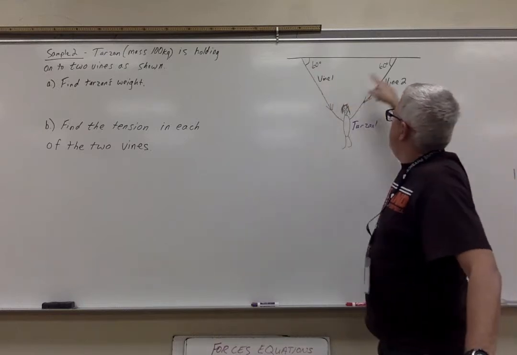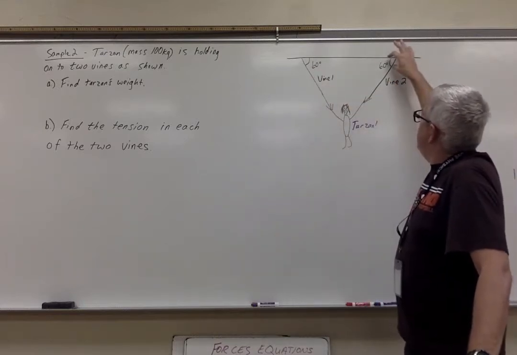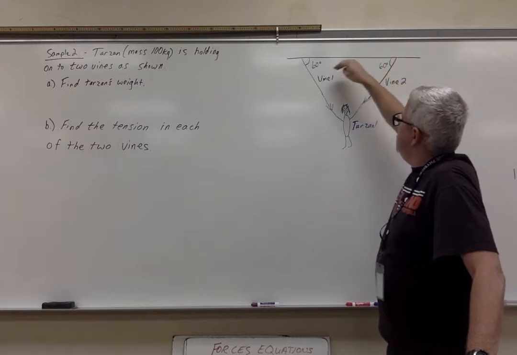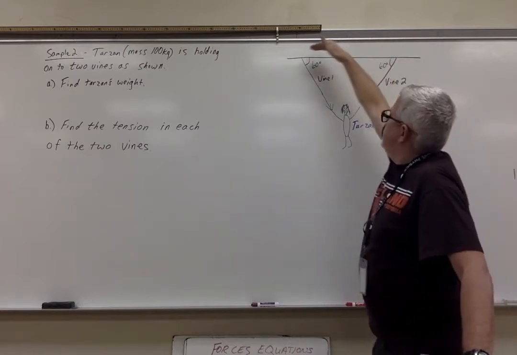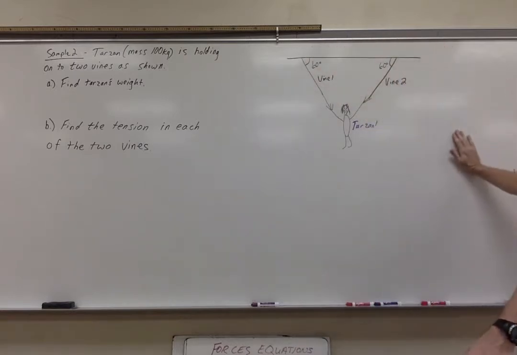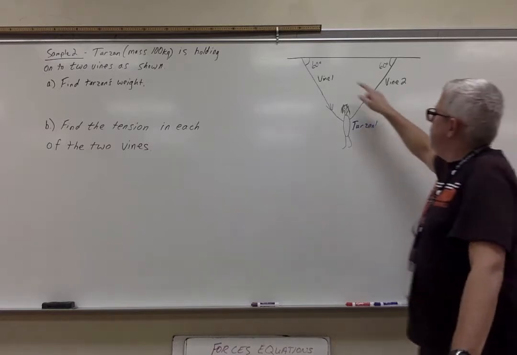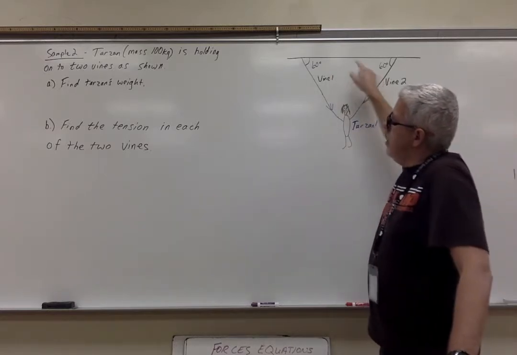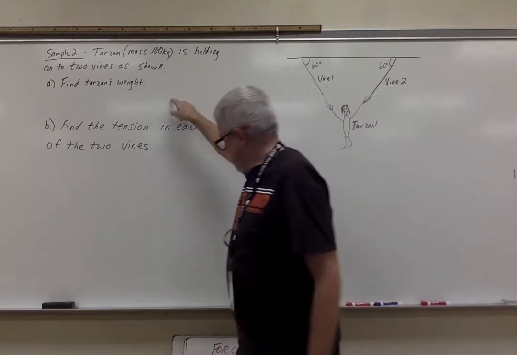At any rate, this is vine 1, this is vine 2. They're both shown as being 60 degrees from the horizontal. I don't know what this is. Maybe it's Tarzan's treehouse, something like that. Who knows? At any rate, they're the same angle. So the first thing we want to do is find Tarzan's weight.